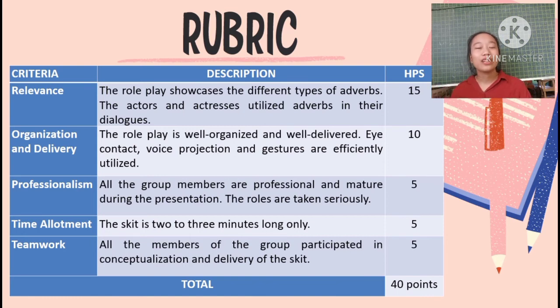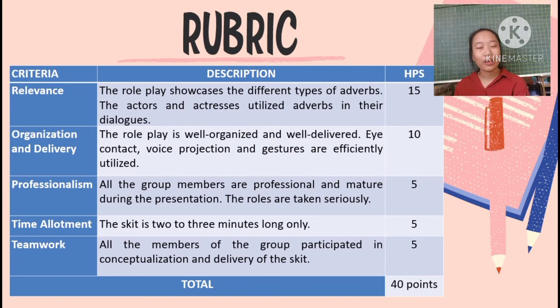Very good. Now let's move to the last criterion, which is teamwork. So in this criterion, you are expected to work with your group mates. You should participate in all the activities and in all the planning and the presentation as well. If I can see that your group is working very well, then automatically I will give you 5 points. So all in all, we have here how many points? Very good, 40 points. So this activity is worth 40 points.